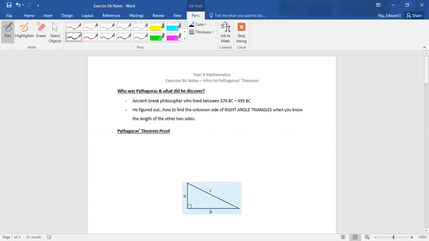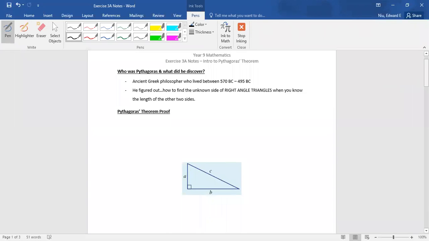With any right angle triangle, remember his proof only works for right angle triangles, not scalene, not isosceles. It has to be a right angle. His proof goes like this. A and B are your two shorter sides. Now, if we know the side lengths of A and B, we can draw little squares, and we can call this square the A square.